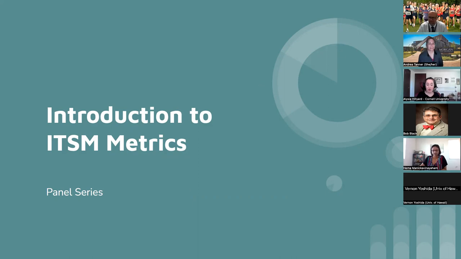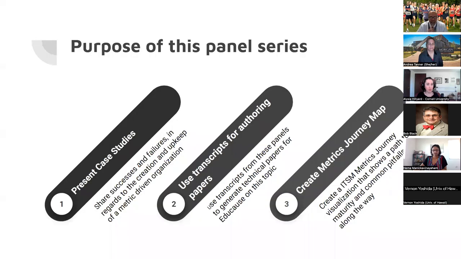This is the first panel in a series that we're really excited about embarking on this year. We're going to weave a number of different metrics-related topics throughout the year, and those who want to come on this journey will really be leaning into the different types of metrics that are produced and used out of service management. The purpose of this panel series is to present you with some case studies from different peer institutions that you can use with your own benchmarking, and really sharing those case studies of where we've had successes, where we've had failures, when it comes to both the creation and the upkeep of the metrics within our organization.